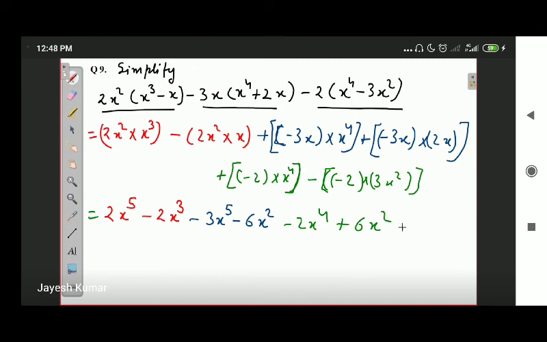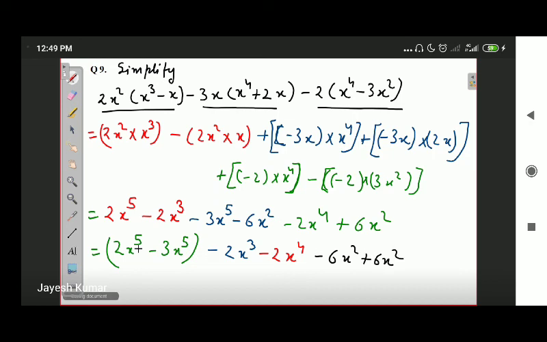Okay, now we will differentiate the like terms. I have 2x to the power 5 minus 3x to the power 5. They are two terms of x to the power 5. Then I have minus 2x cube. I have only one x cube term. After that I have 1 x to the power 4 term, minus 2x to the power 4, and finally I have 2 x square terms, minus 6x square plus 6x square.